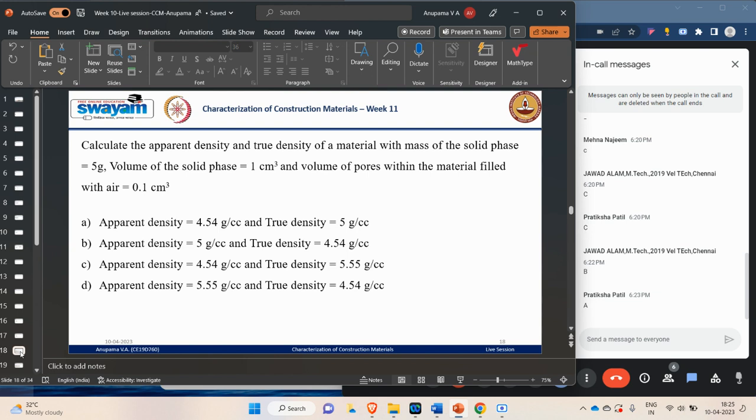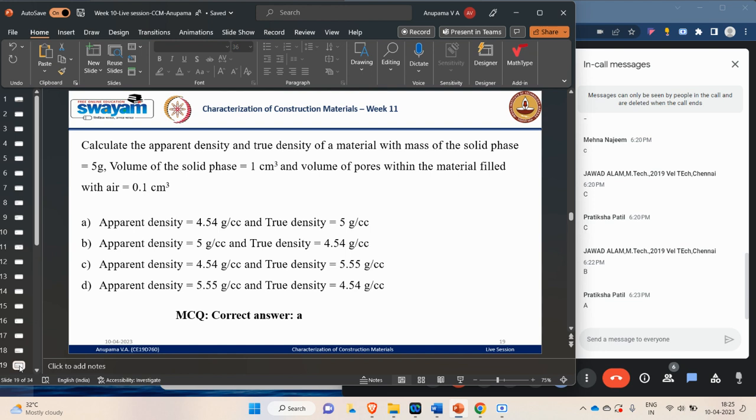So apparent density is what? Mass by volume. So mass is given as 5 gram. Now what volume will you take for apparent density? You should take the volume of the solid plus volume of the air also. So 5 by 1.1 will be the apparent density, whereas true density, meaning mass of solids by volume of solids, that is 5 by 1.